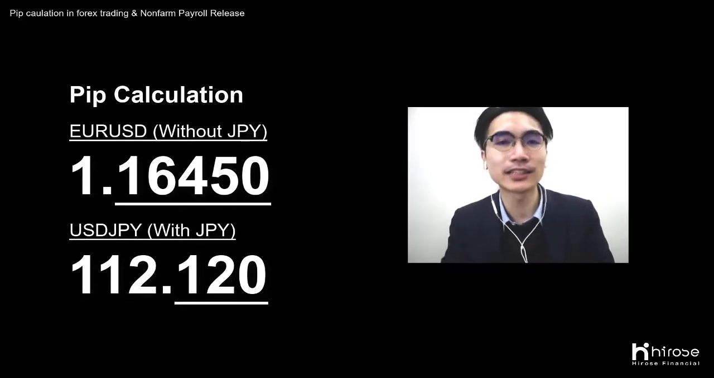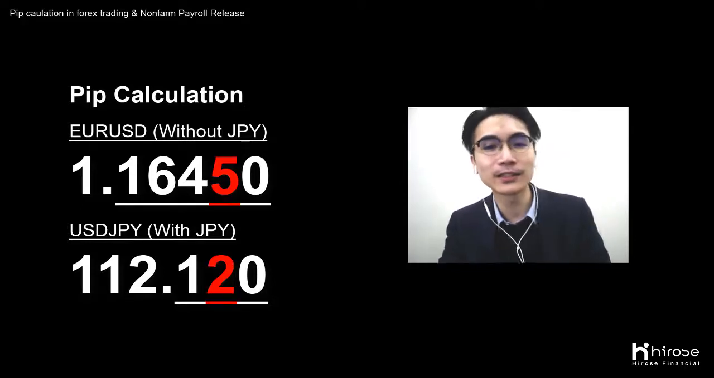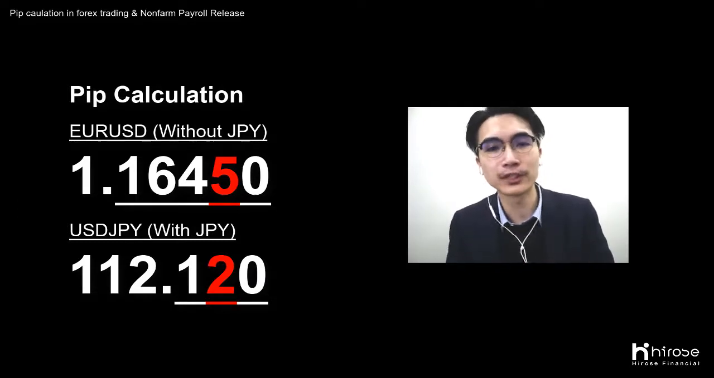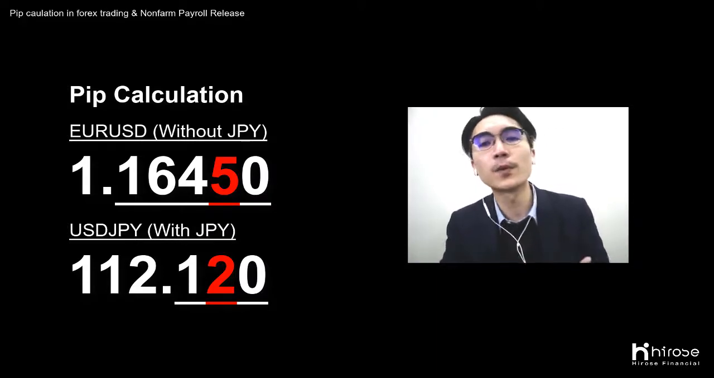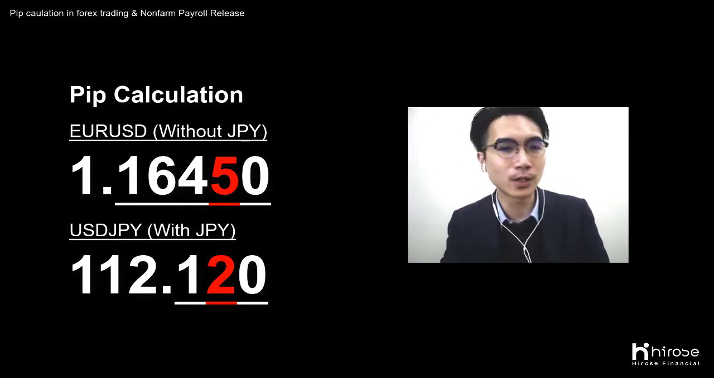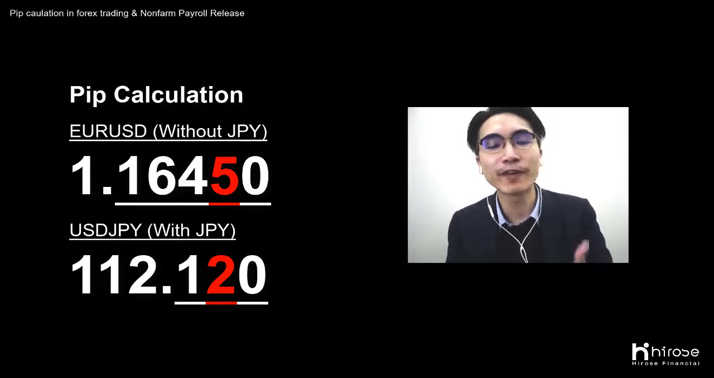Take a look at these two examples here for Euro and US dollar. For both of these two currency pairs, the pips is calculated from the second last digit. So for the Euro and US dollar, it is calculated from the number 5.